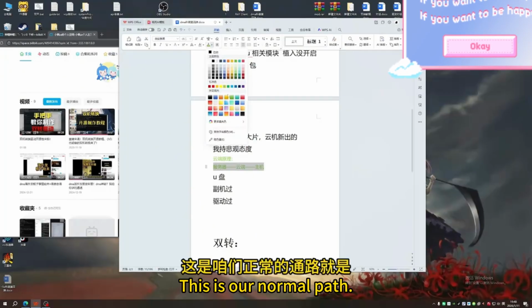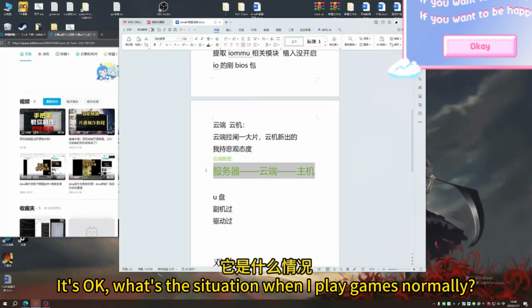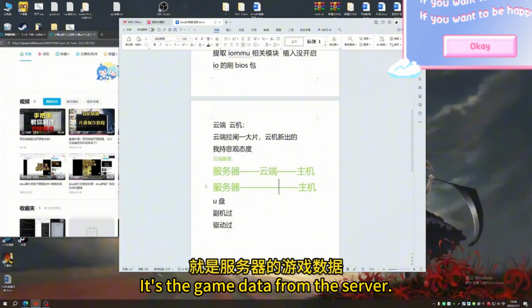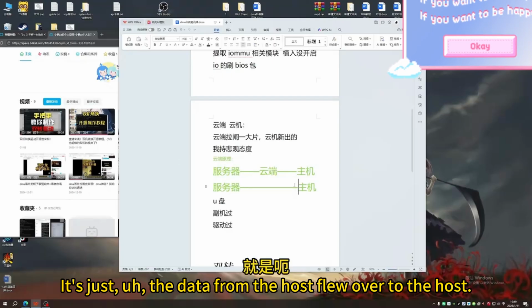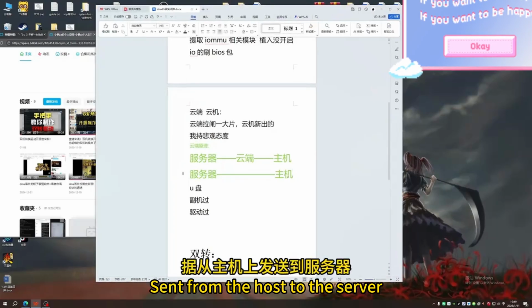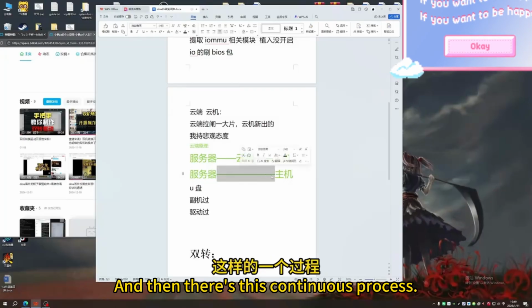This is our normal path. What's the situation when I play games normally? It's the game data from the server. Then the host interacts like this. The data from the host, just the data of your local game console, is sent from the host to the server. The server interacts and sends back. And then there's this continuous process.